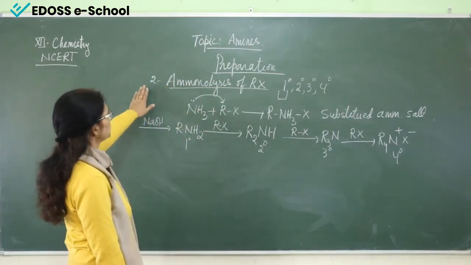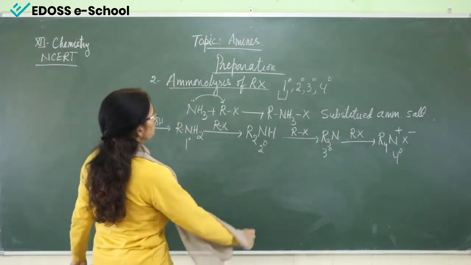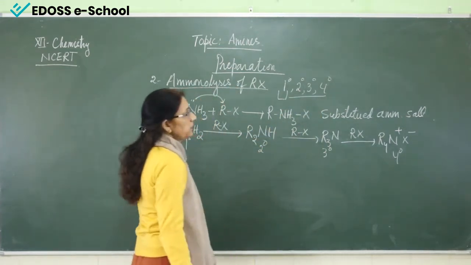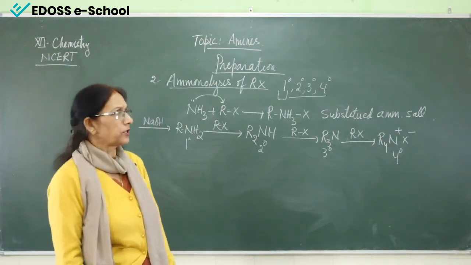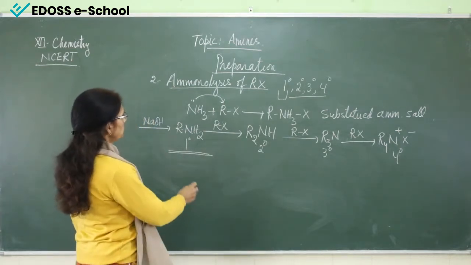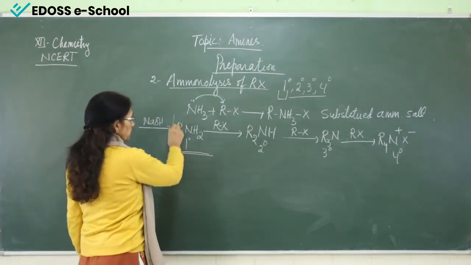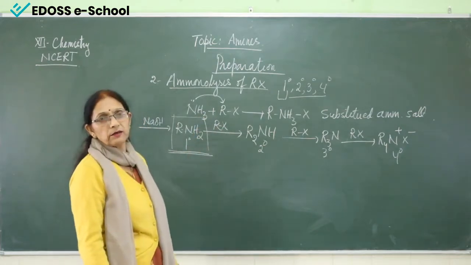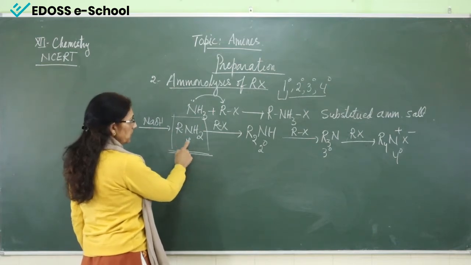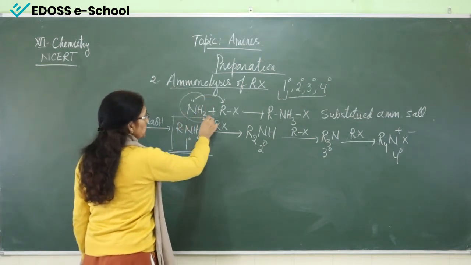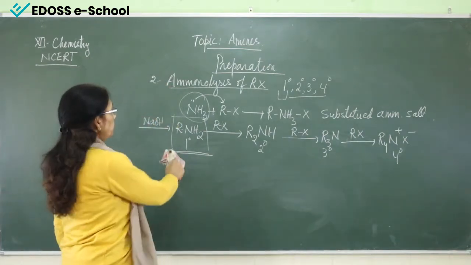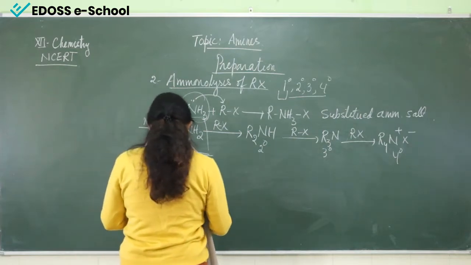So in this reaction you can see ammonolysis of RX is giving us the mixture of primary, secondary, tertiary and quaternary amine. So this is not that much important, but the benefit of this ammonolysis is that during this mixture the RNH2, meaning primary amine, we get in good yield. So if you want primary amine in good yield, we have to take maximum amount of ammonia. So in this way we will get maximum yield of primary amine. So this is our second method.